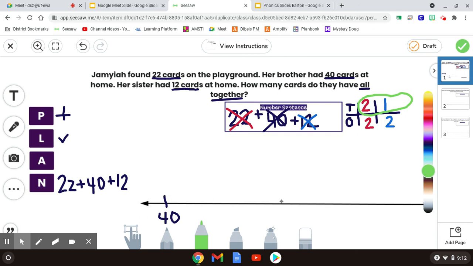2, 3 tens. Oh my gosh. What is that mess? Let's fix this. This computer is making Miss Barton nuts. Okay.